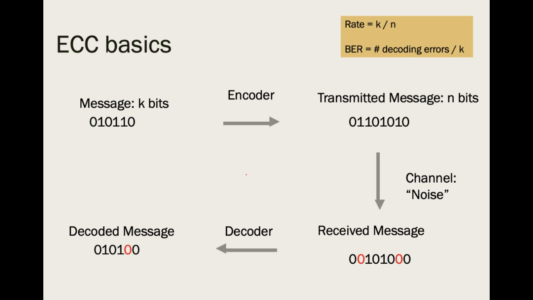CDs use a similar type of code, called cross-interleaved Reed-Solomon coding, or CIRC. This interleaving spreads the data out across the disk, so that a scratch doesn't wipe out a whole chunk of contiguous data, making it easier to correct.